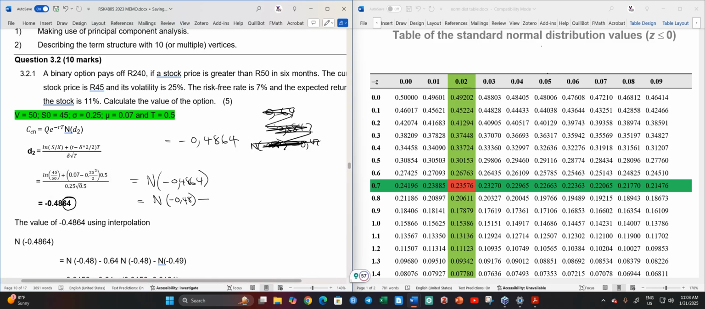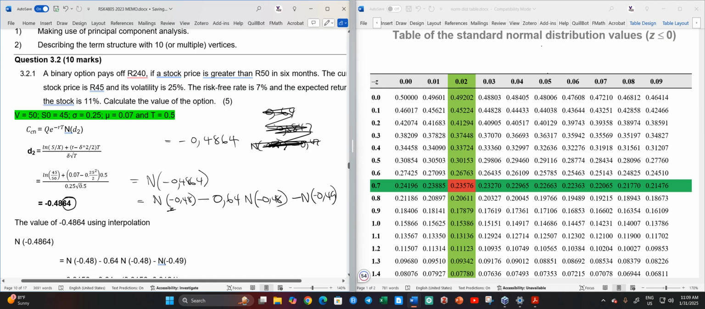So on this one, we took n of minus 0.48 minus 0.64, the last 2 decimals, then multiplied by n of minus 0.48. So here we're just repeating the 0.48, which is here, right? Then minus n of minus 0.49, right? So what we are trying to establish is that, okay, this minus 0.48, we have it, but we want to find the exact value of these decimals, the remainder.